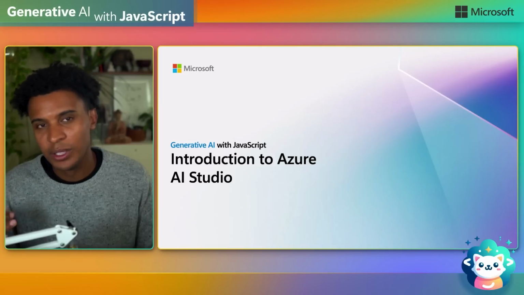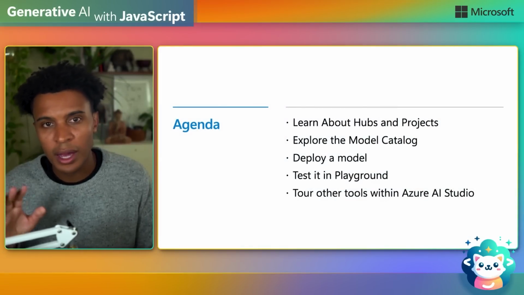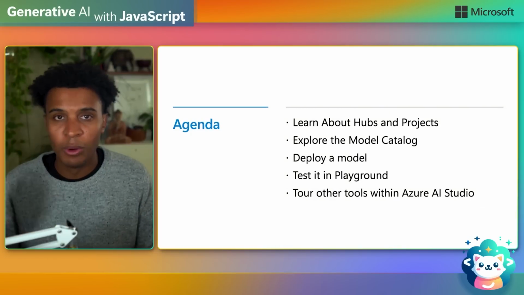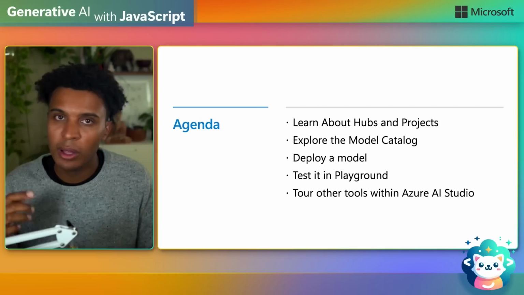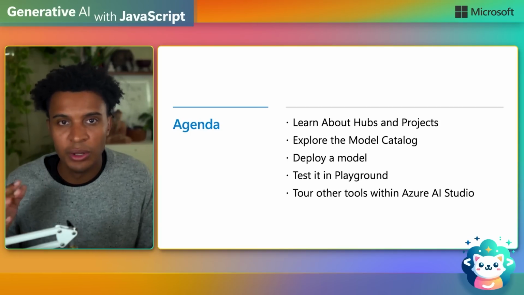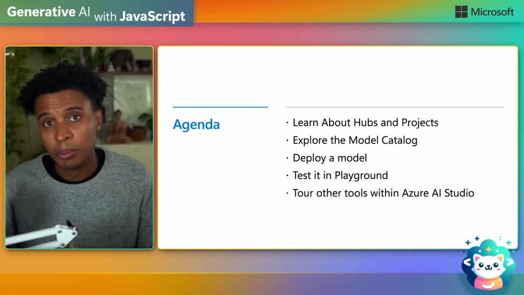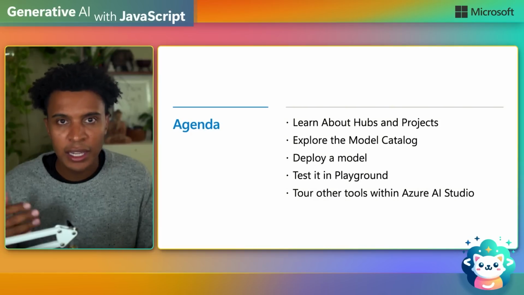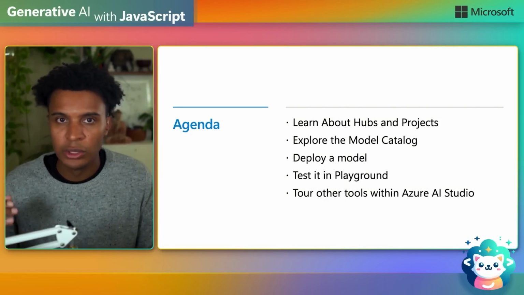As an agenda for today's lesson, we're going to look first at how we organize things within the Azure AI Studio. This is called hubs and projects. Then we're going to explore the model catalog. This is where we keep all of the large language and small language models available in the Azure AI Studio and give you relevant information on how to work with them. Then we're going to deploy a model, test that model in the playground, and lastly, tour some of the other tools within the Azure AI Studio that might be relevant to you as you start building.